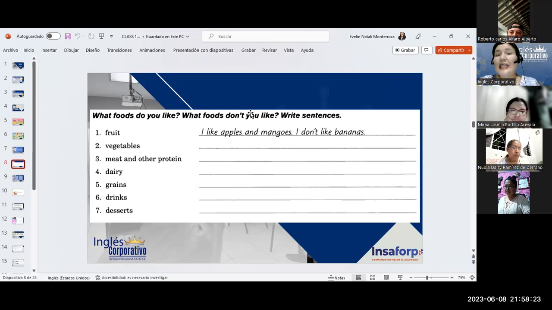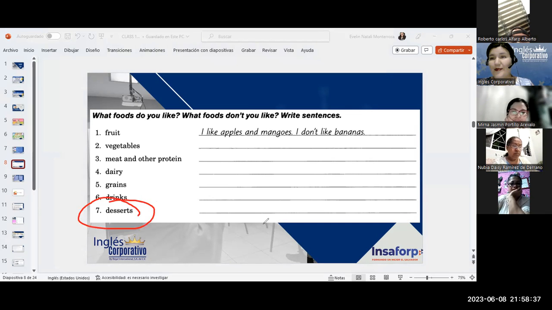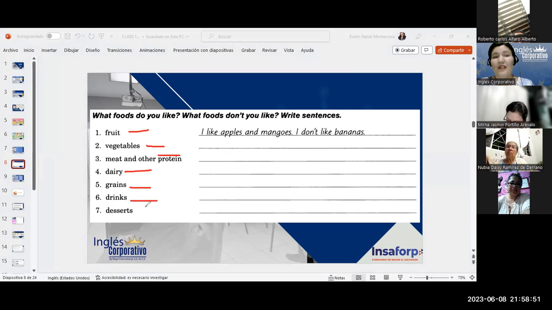So in this one, we can create a little example. Talking about fruits, vegetables, products, drinks, desserts. What are desserts? Desserts are postres. Okay. What is something that you like and what is something that you don't like? I need you to choose one category: fruits, vegetables, meats, dairy products, grains, drinks, or desserts. And you say, I like this one, but I don't like this one.